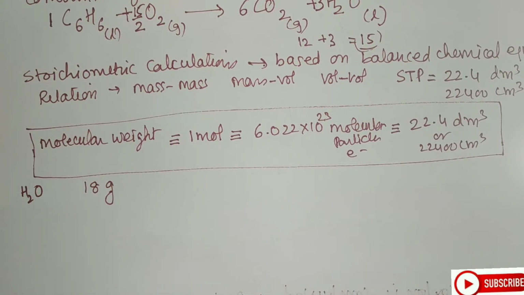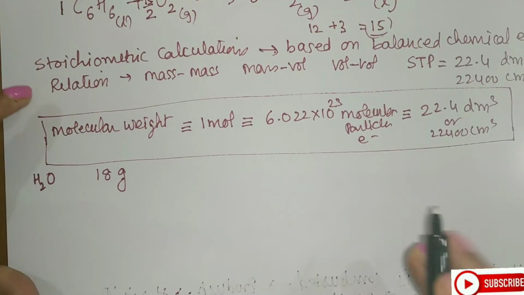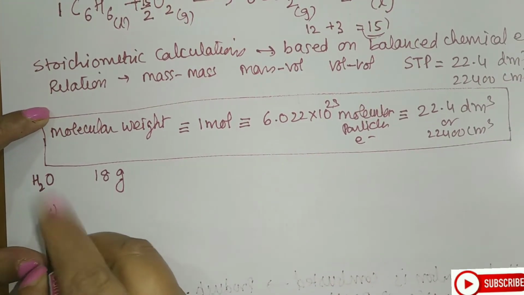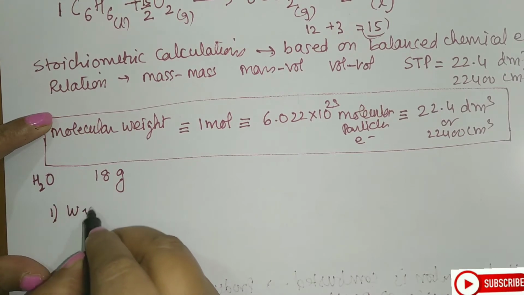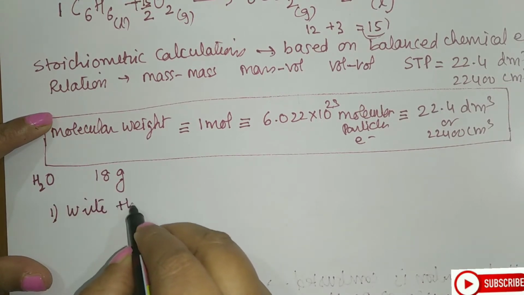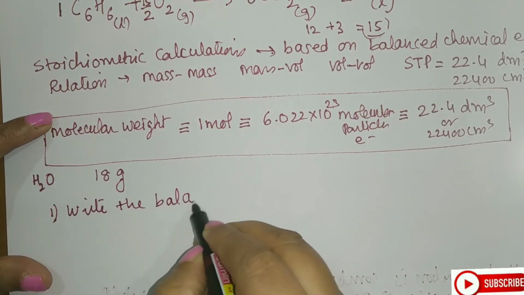Now what are the steps involved when you solve stoichiometric problems? Students, what is very important is that first you have to write the balanced chemical equation.